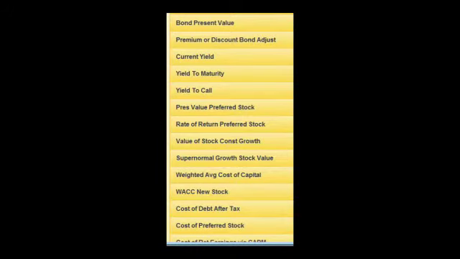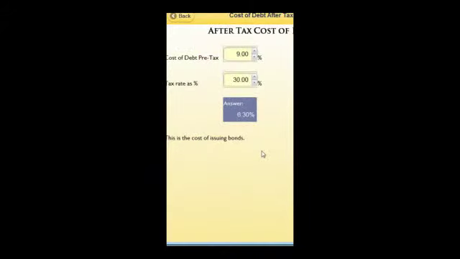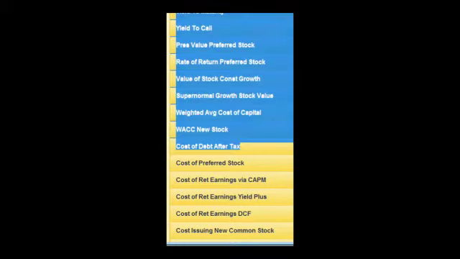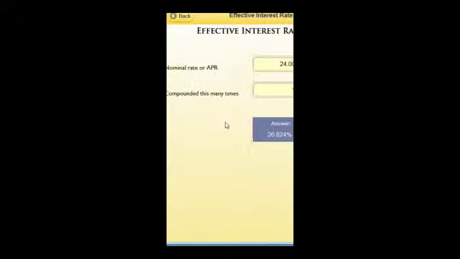Let's go back to the menu again. Like I said, you can find the cost of debt after tax. So, very simple calculation where we do the cost of debt before taxes, and then we look at the tax rate, and then we figure out what the cost of that debt is, after tax cost of debt. The reason, for those non-financial people, is that the government gives us a tax benefit, so we have to factor in what that tax rate is to really figure out what the cost of that debt is.